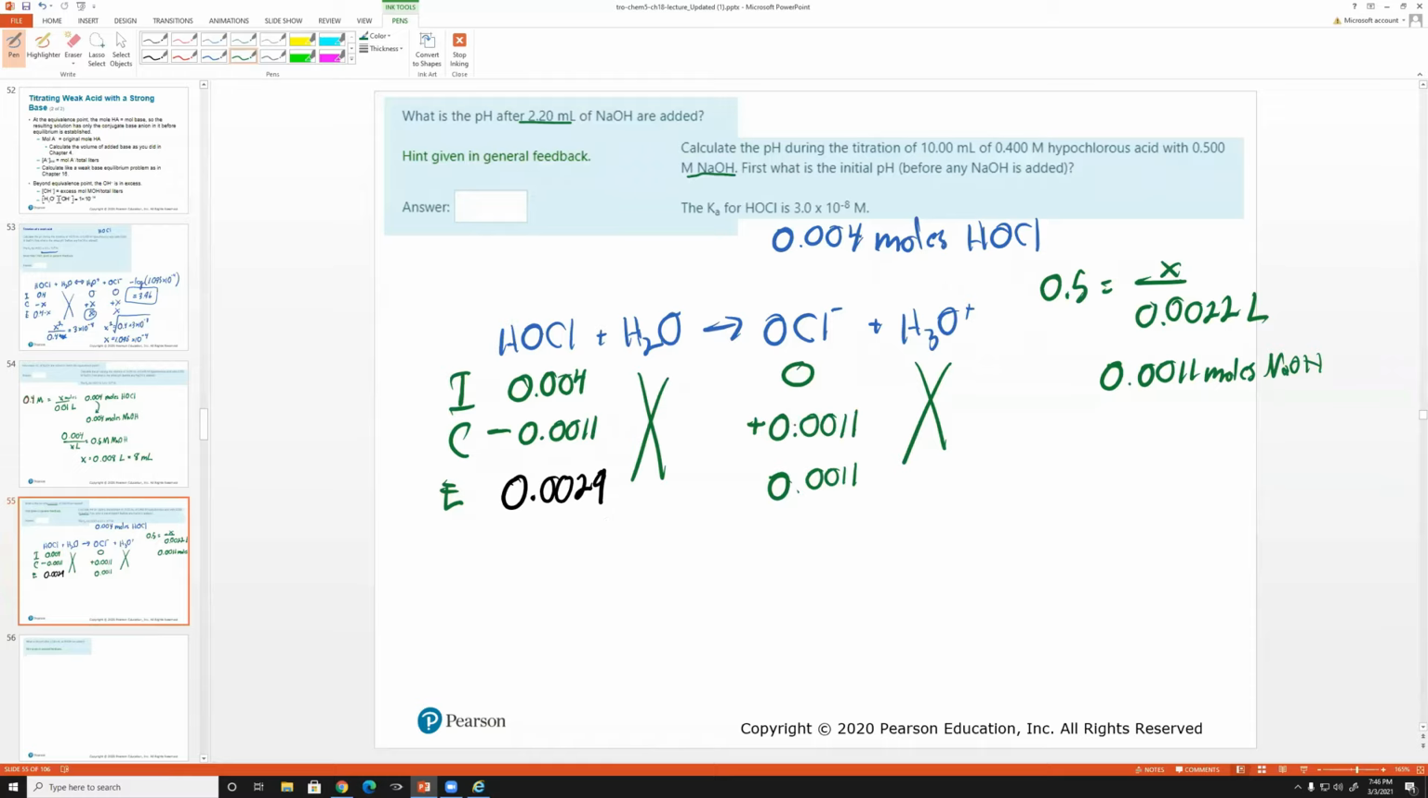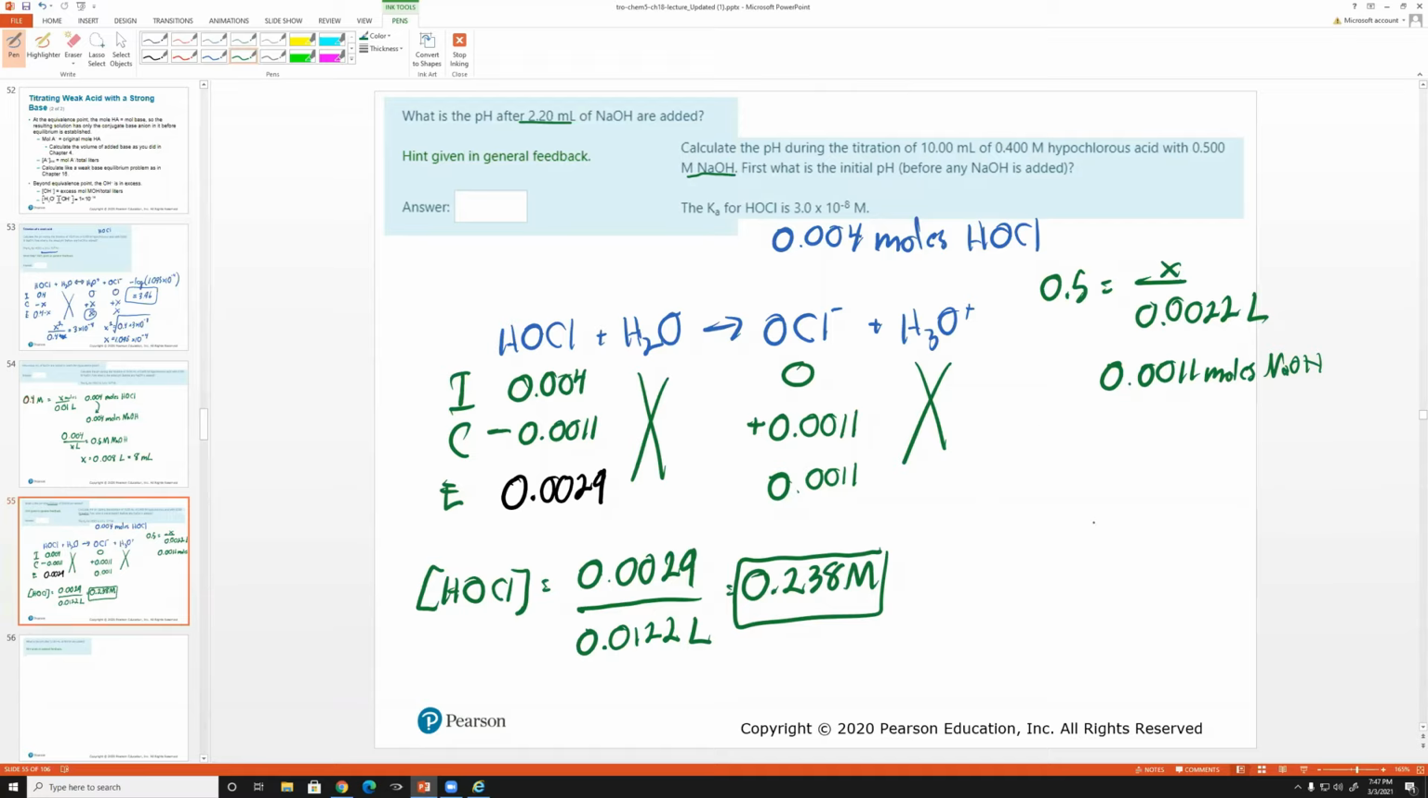Okay. Next, we know the amount of moles of both acid and conjugate base after this partial neutralization, in the buffer zone before we get to the equivalence point. We can convert these to concentrations, and then we can use them in the Henderson-Hasselbalch equation to find the pH. So let's do that. The concentration of HOCl is going to be 0.0029 divided by the total volume now, right? It's not 10 mLs. It started out as 10 mLs, but now we're adding 2.2. So it's going to be 0.0122 liters. And what is that going to equal? 0.238 molarity. Awesome.